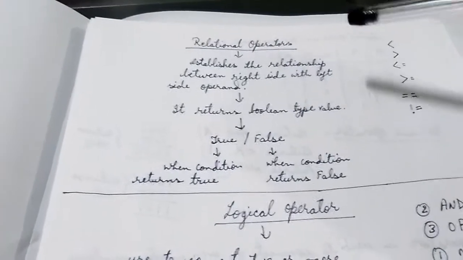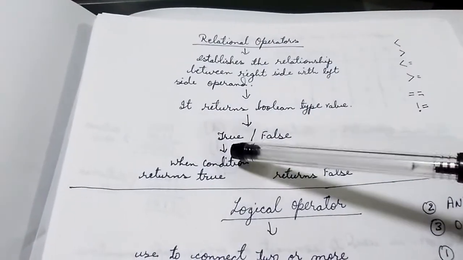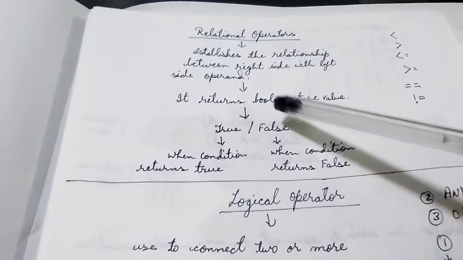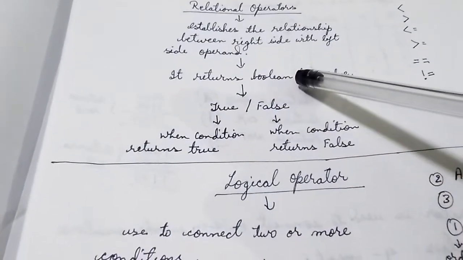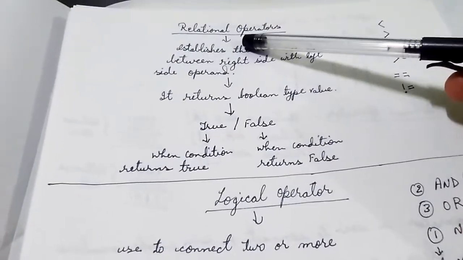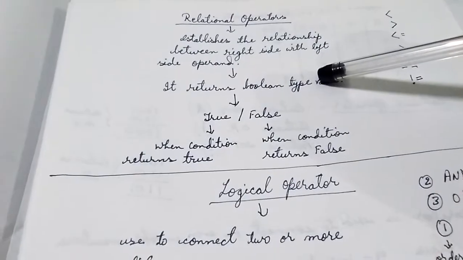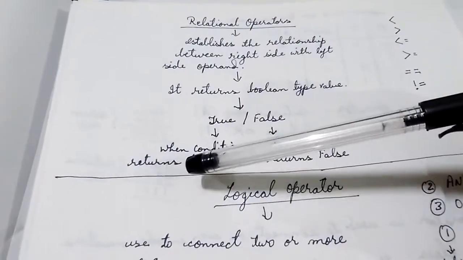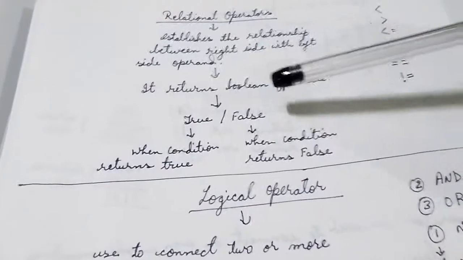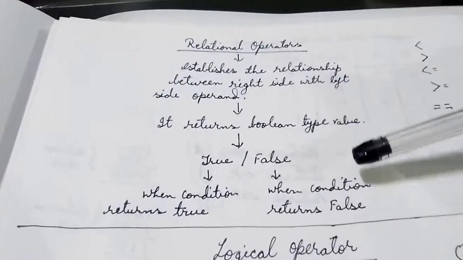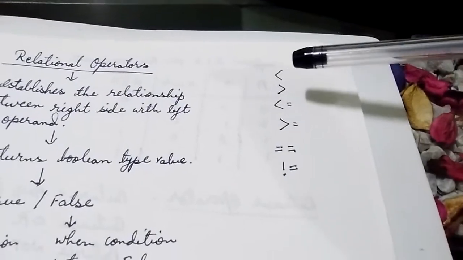It means that for any condition only two values are derived, that is true and false, and these are called Boolean values. So relational operator returns Boolean type values true or false. True when the condition is returning true value, it means it is correct. False when the condition is returning false value. Now these are your relational operators.